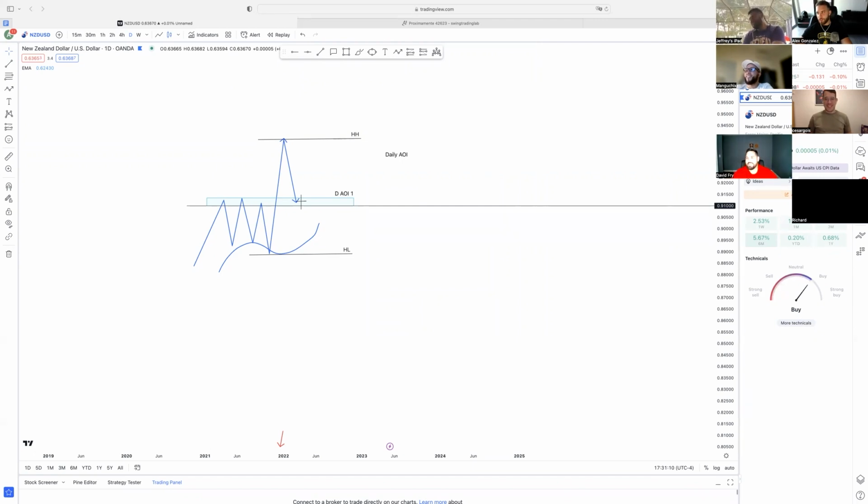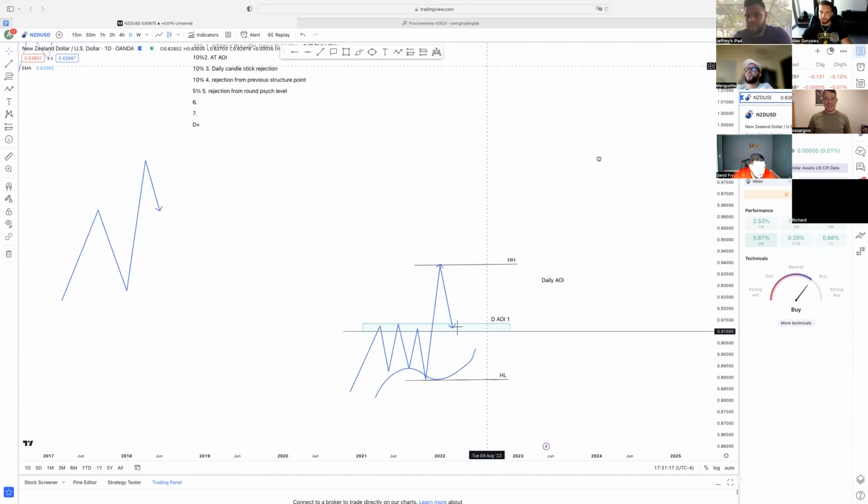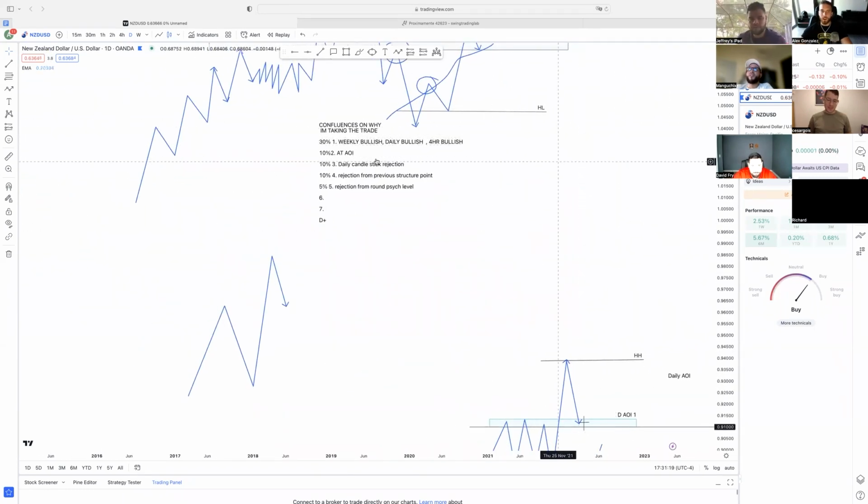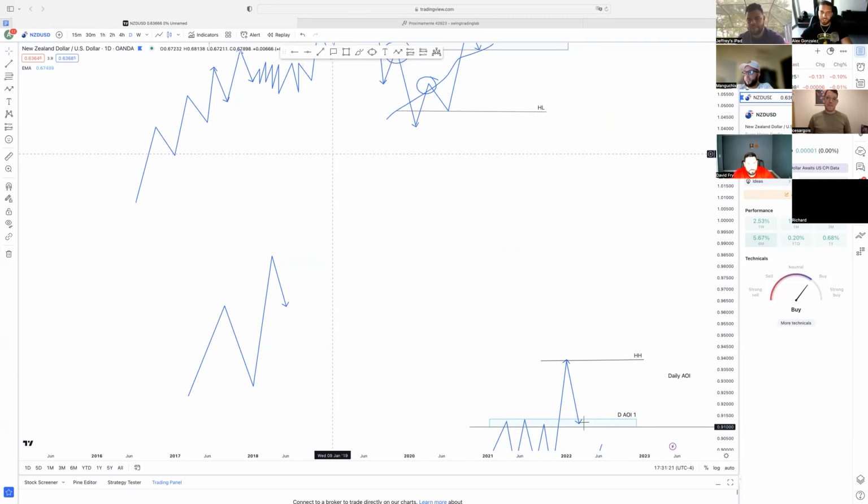Is it better to have an area of interest on the weekly or the daily? Whichever one, they're both 10%. All right, perfect. Cool. So if you guys are ready to move on, type 1. If you guys aren't, type 2.